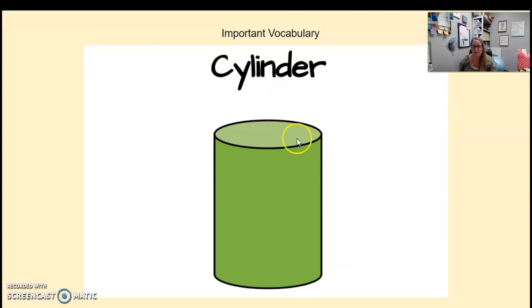The next one we have is a cylinder. Remember that it is made up of circles, so there's a circle at the top, and there's a circle at the bottom, and then there's a curved surface. And again, it can stand up.